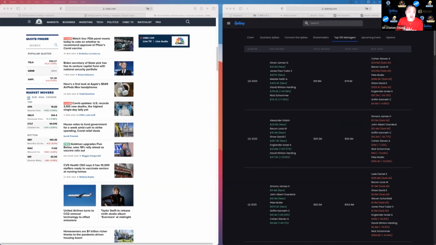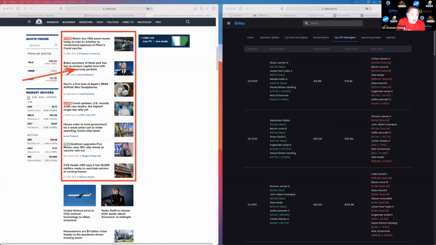So what I do is I show you where my eyes are looking at, right over here. I just do a quick scan again. Just make sure I capture all this little news. All right, this one. Biden's Secretary of State pick has ties to venture capital fund with national security portfolio. So is this good or bad to us? Thumbs up is good, bad, thumbs down. Show me your thumbs. Good or bad? Good or bad? Come on.